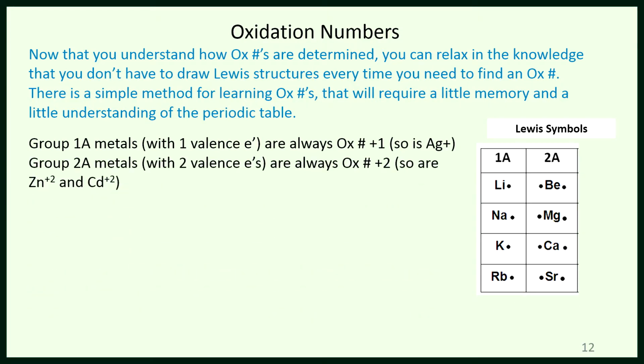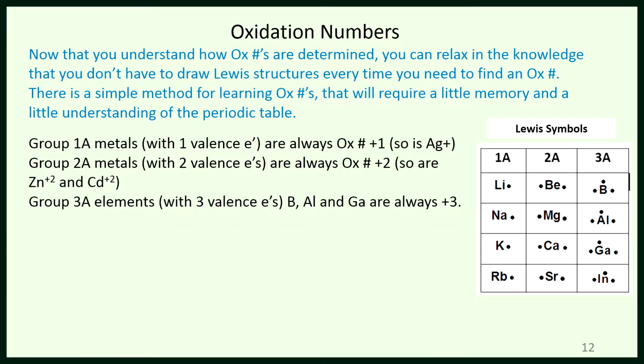What about the group 2A metals? Well, they all have 2 valence electrons, and they always lose them in all their reactions, and therefore they obtain an oxidation number of +2 in all cases. And by the way, so are zinc and cadmium, always +2 oxidation state, and they're in group 2B. The group 3A elements, at least the upper end of group 3A, boron, aluminum, and gallium, always have an oxidation number of +3.